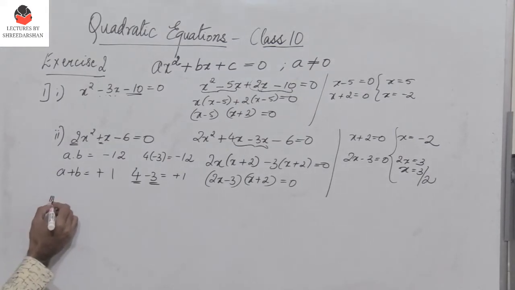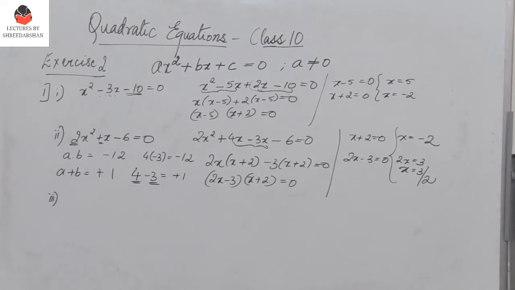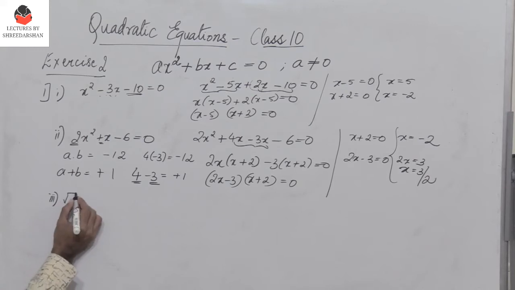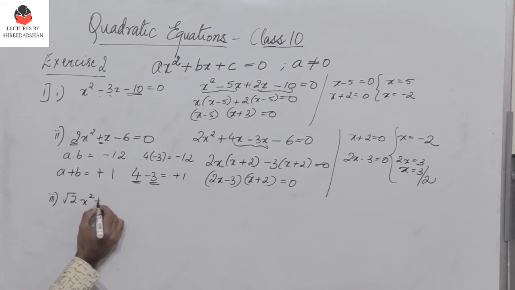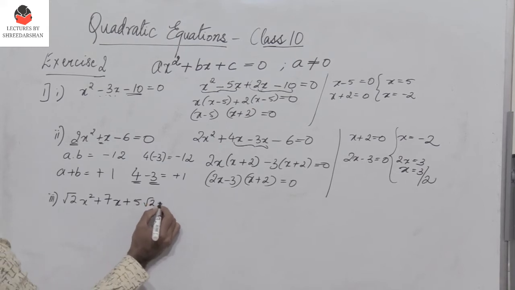So let's move on. The third one, I have the equation root 2x square plus 7x plus 5 root 2 equal to 0.